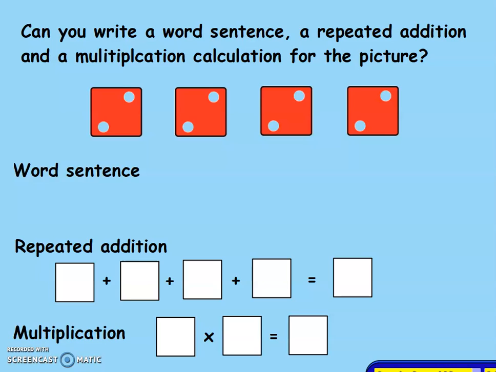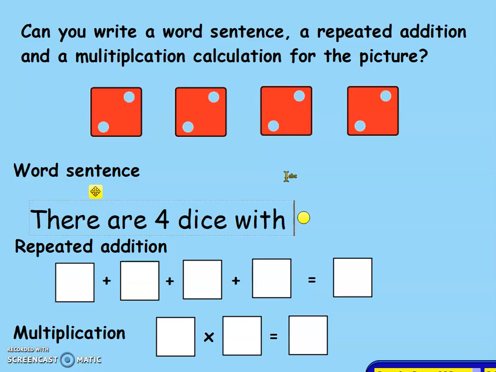So this time it's asking us to write a word sentence, a repeated addition and a multiplication calculation for the picture. So our word sentence is going to be, there are how many dice? We know there's 1, 2, 3, 4. So there are 4 dice with how many dots on? 1, 2. With 2 equal dots on.